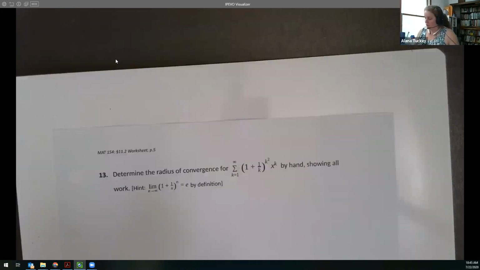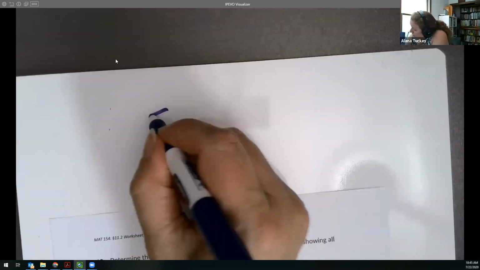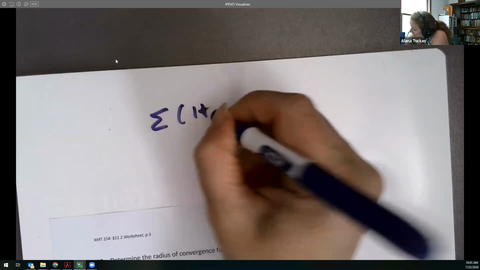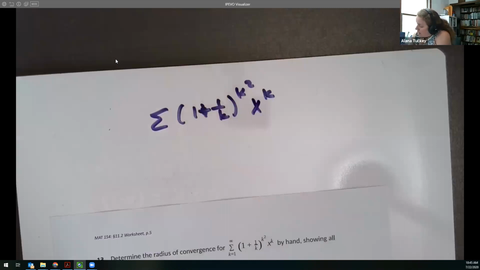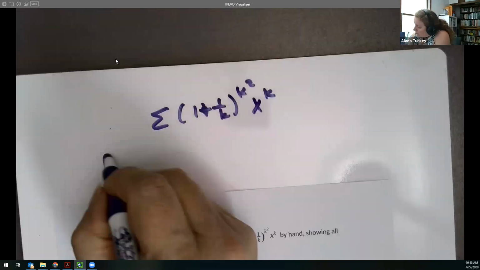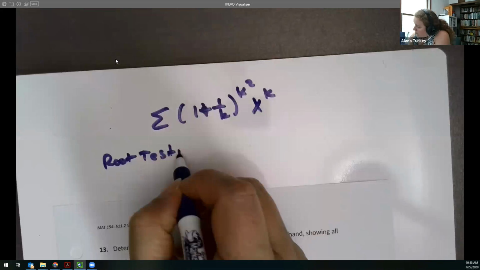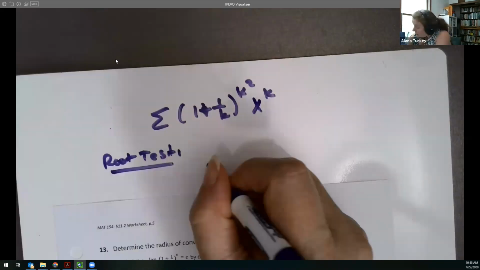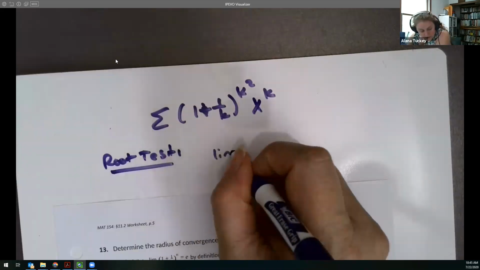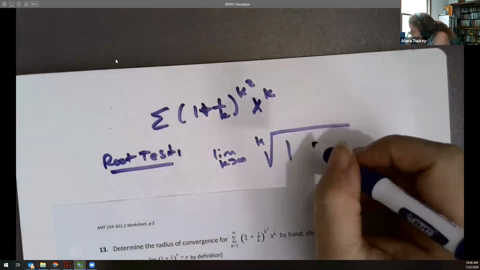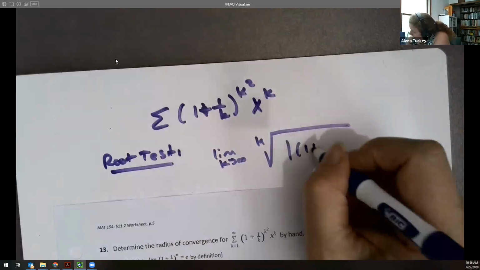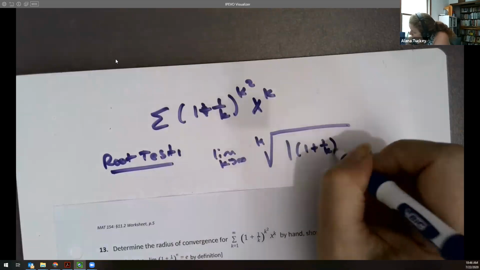Oh, sorry, I clicked on that. Okay, so if I look at my series, it was 1 plus 1 over k to the k squared x to the k. Okay, so then I want to use the root test. And so it would be the limit as k goes to infinity of the kth root of the absolute value of 1 plus 1 over k to the k squared times x to the k.